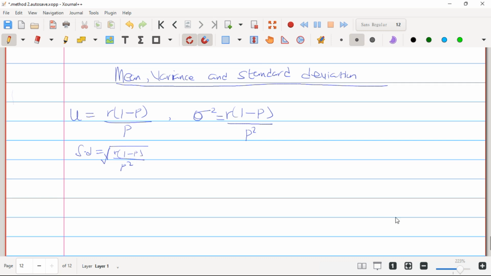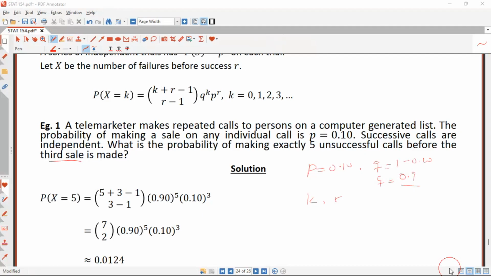So let's go to our worksheet so that we can work an example out. This is example 1 that I would like to take you guys through. Please give me a minute so that I clean what we have here, then we can work something out. So we have this question. It's saying that a telemarketer makes repeated calls, right?